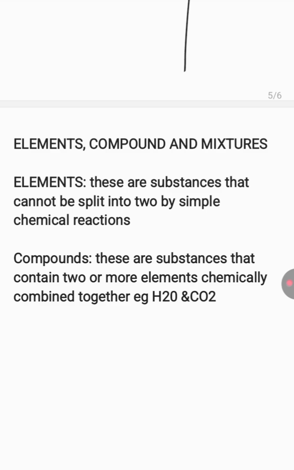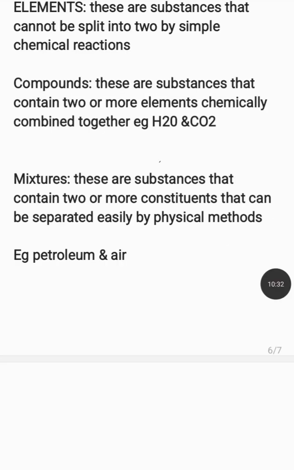Now, mixtures. These are substances that contain two or more constituents that can be separated easily by physical methods. Examples include petroleum and air. Other examples are available, however, we will deal with these two for this class.